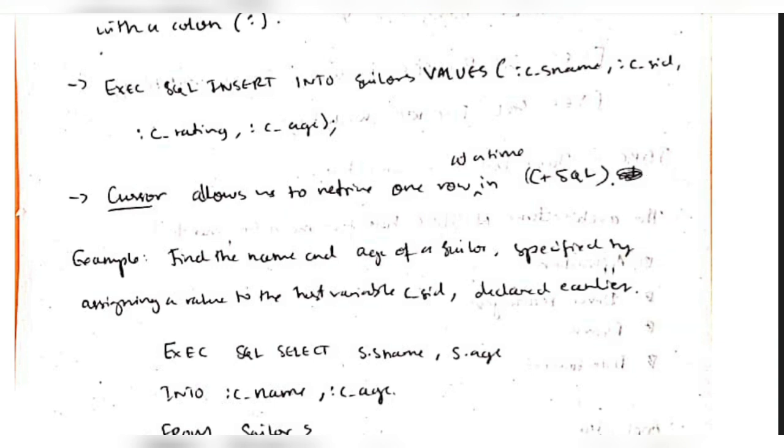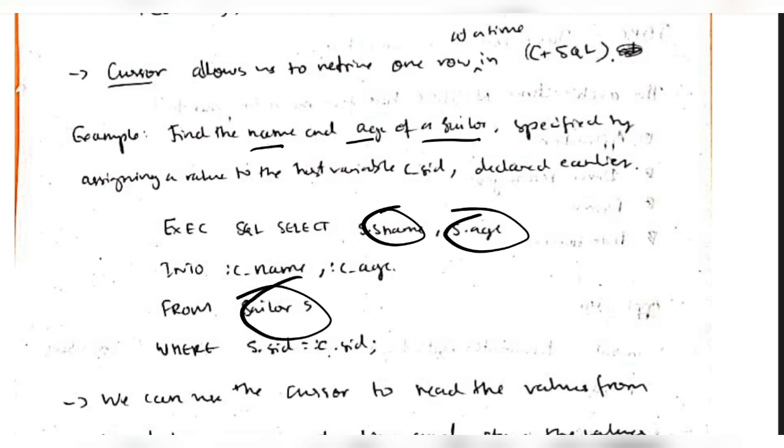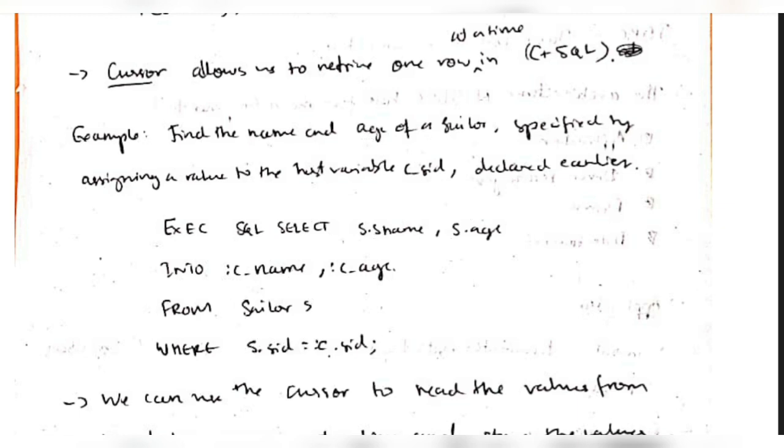Here's an example. If you want to find the age and the name of the sailor, where sailor is a table, what I have to select is s.sname and s.age from which table? Sailor S, where the SID is equal to C underscore SID. I can explain this example using a web page. In the web page you have a search bar, showing 'enter the sailor's ID for which you want to see the name and the age'. So I'll be entering some ID here, that will be stored in C underscore SID.